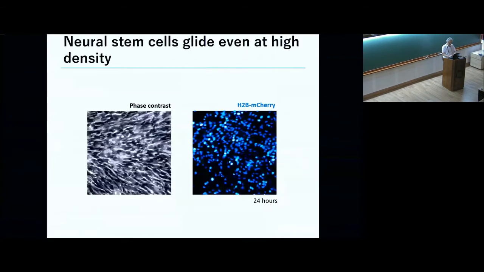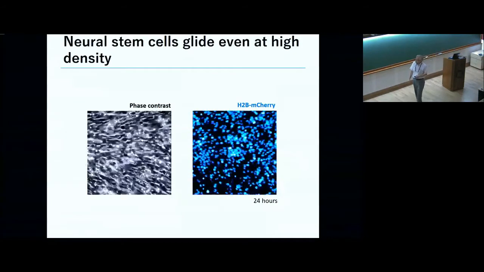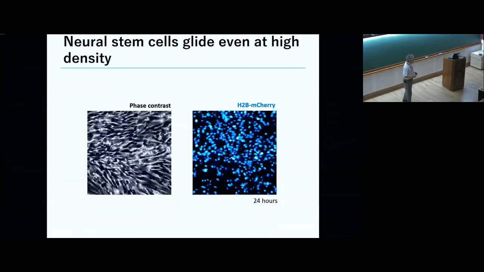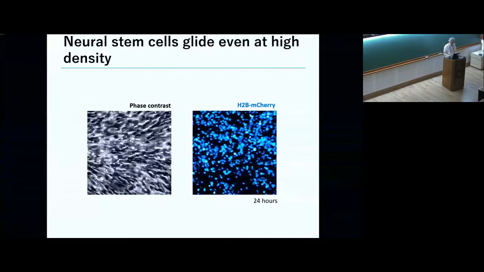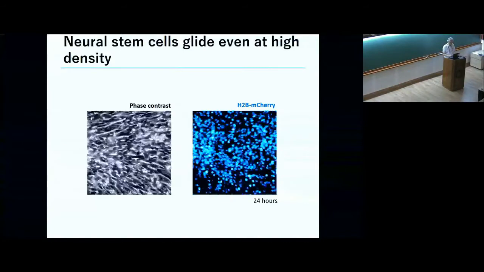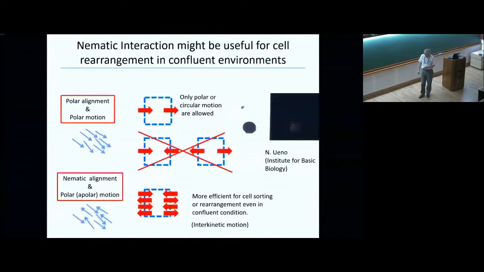The interesting thing is the neural stem cell can glide and pass each other, even at very high density. There seems to be no contact inhibition of motion, so they keep moving, even at high density. So this is maybe a very interesting property for the neural system. If you have this nematic alignment and the active nematic behavior, the cell can move past each other, even in a very confined, confluent environment.